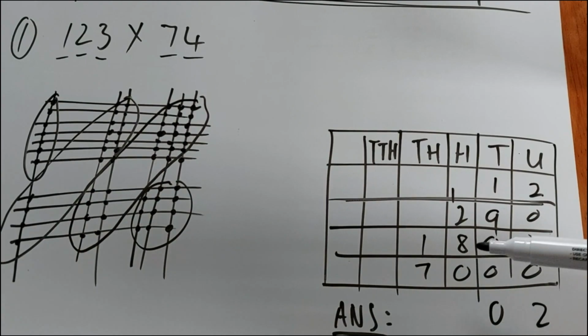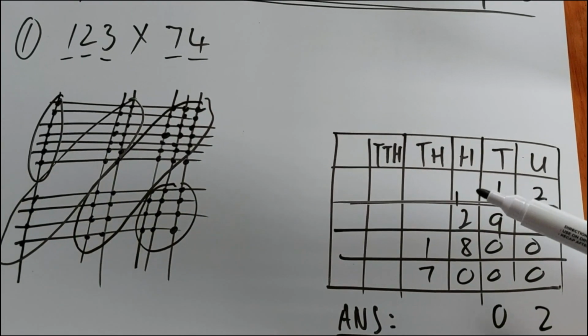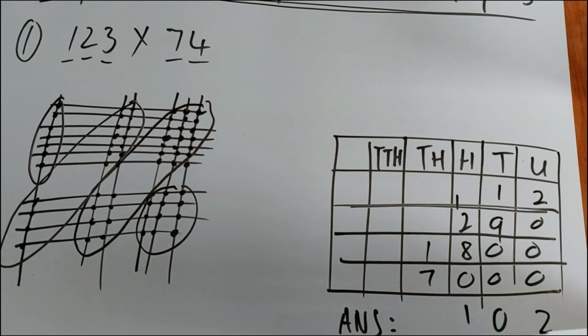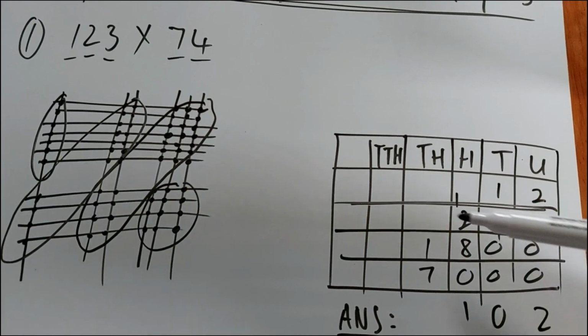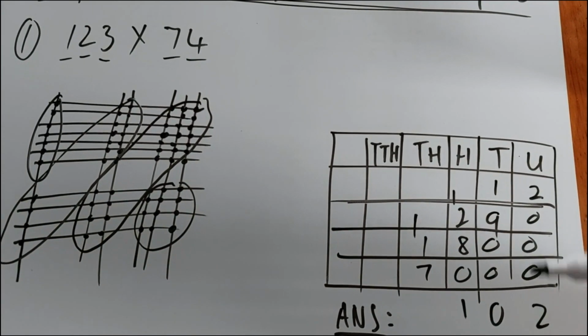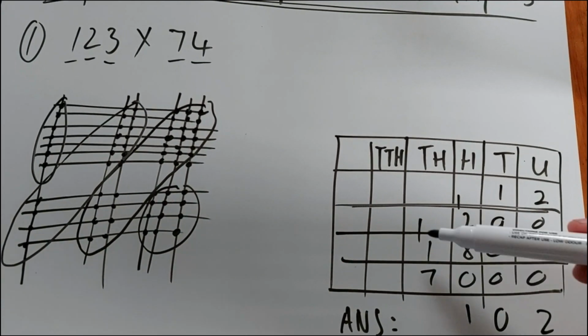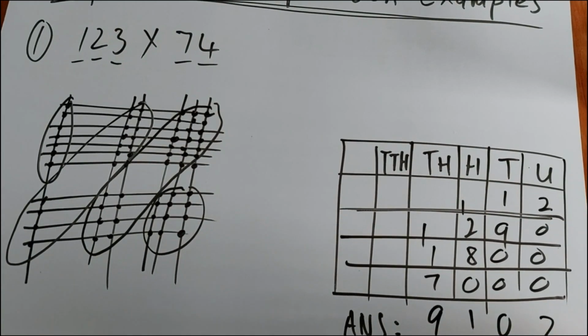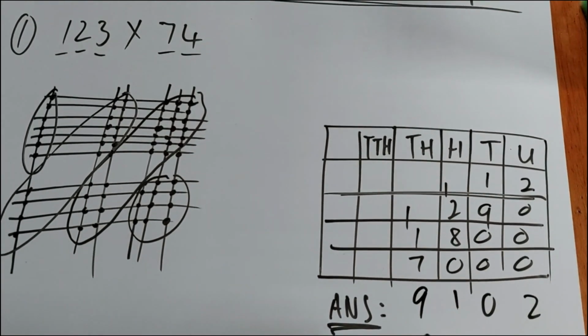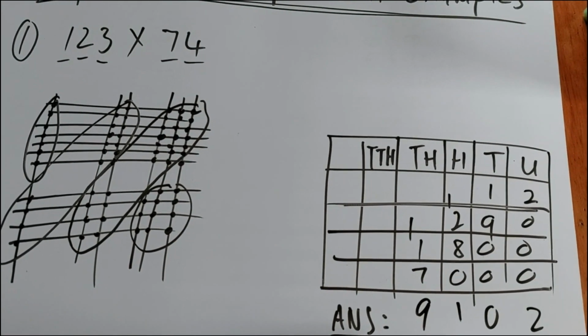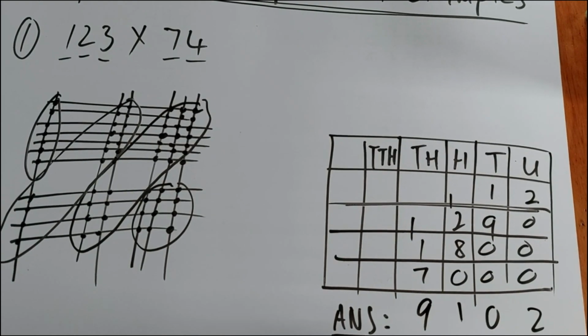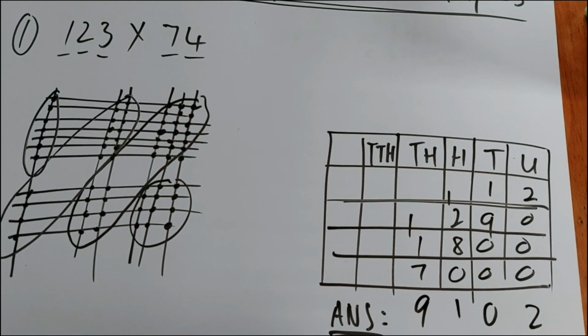2 plus 8 is 10 plus 0 plus 1 is 11. We write our 1 down and we carry our 1 over. 1 plus 7 is 8 plus 1 is 9. Our answer is 9,102.